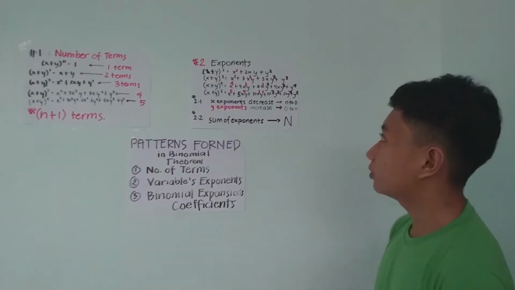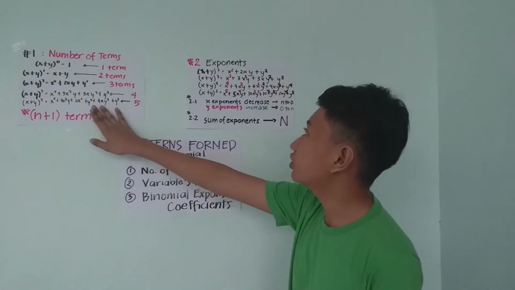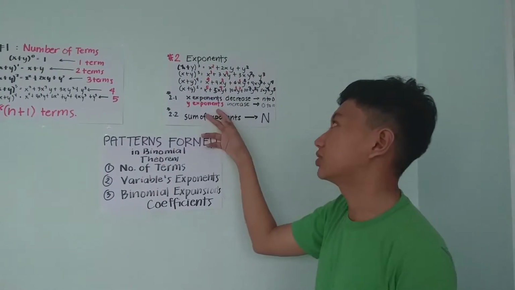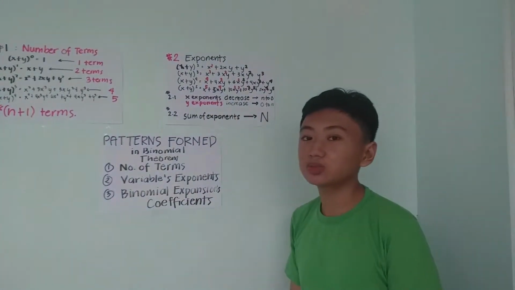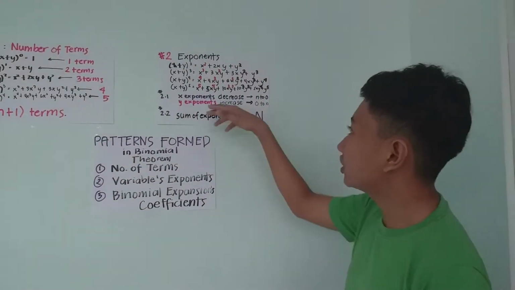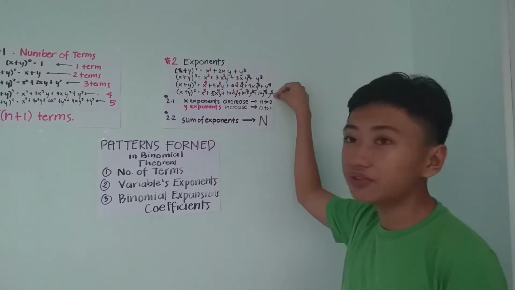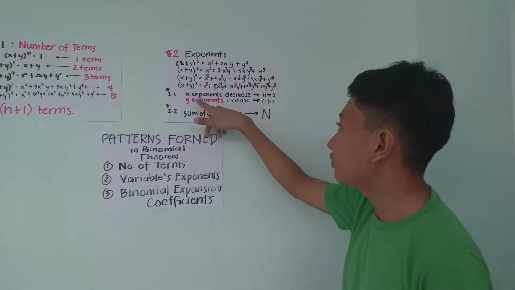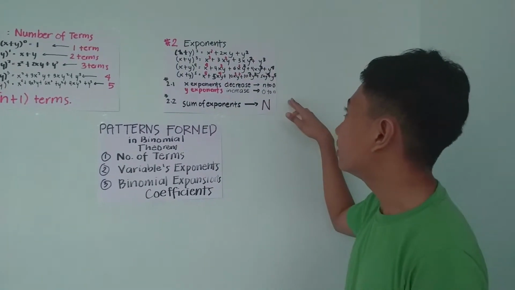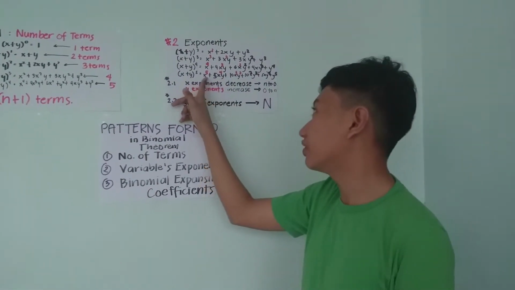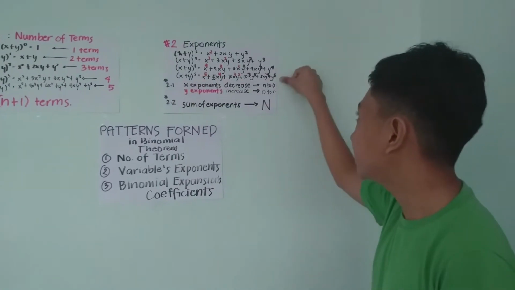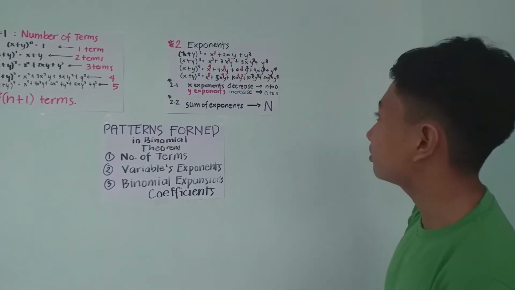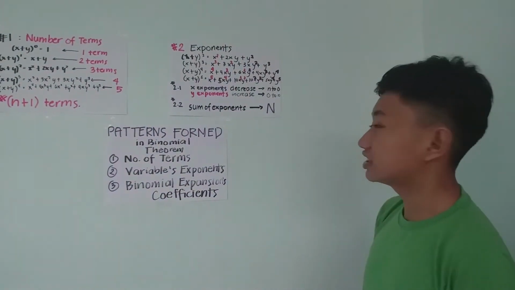Let's now go to the exponents. Given the same x plus y, we can see there are also patterns with the x exponents and the y exponents. Let's start with the x exponents. The x exponents decrease from n to 0. For example, in x plus y raised to 5, there is no x in the last term, but x has the full value of 5, which is n, in the first term. For the y exponents, it increases from 0 to n. The first term has no y variable because its exponent is 0, but in the last term, y has an exponent of 5, which is also equal to n. So x exponents decrease from n to 0, and y exponents increase from 0 to n.